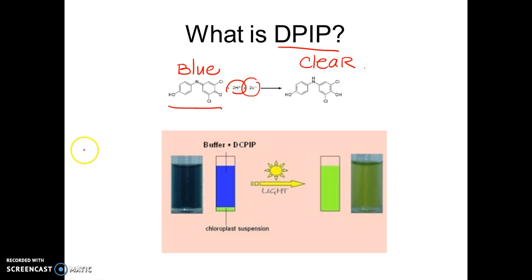Okay. And so what you see here is this chloroplast solution. So we have some green chloroplasts plus the DCPIP. So it's this blue substance plus some, basically just some leaf juice that has chloroplasts in it. And so it's this color, and then when we shine light on it, we find that it turns this clear color.